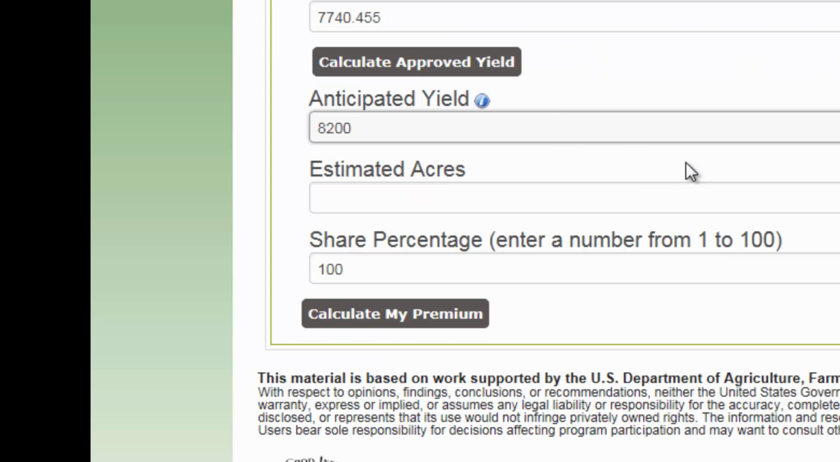You then have to put in some estimated acres. Let's start with 50 acres that you have of these tart cherries, and put in the real number. I know it's a fairly large amount, but the next thing you do is look at share percentage. How much of this do you receive? We're going to go 100, but if there are multiple owners or multiple people sharing the risk of that crop, it may be different. At that point, then you go calculate premium.